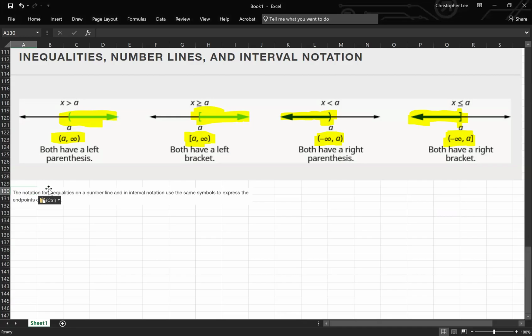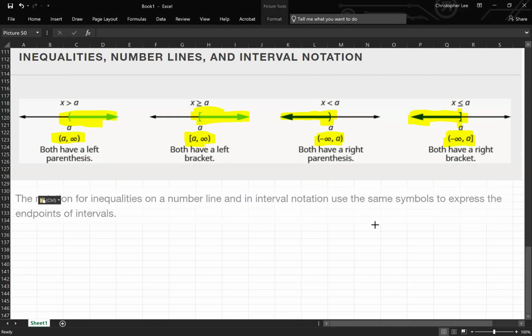I want to make a special note real quick. The notation for inequalities on a number line and in interval notation use the same symbols to express the endpoints of intervals. So whatever's on the graph, the number line, you can use the same notation as when you're doing interval notation, so as not to confuse you.